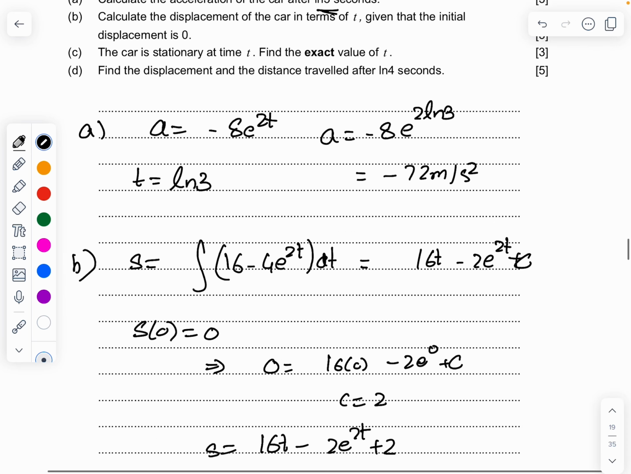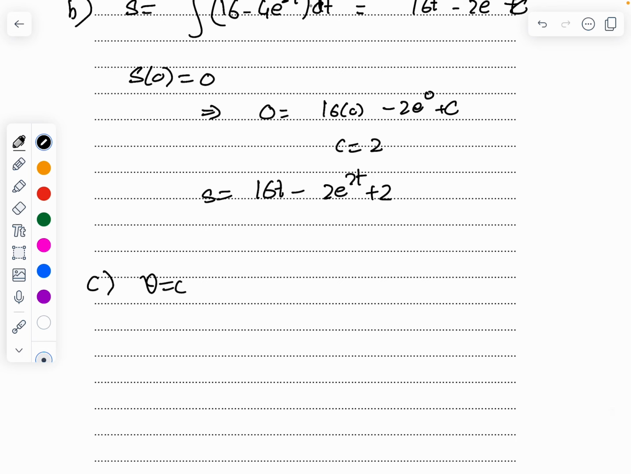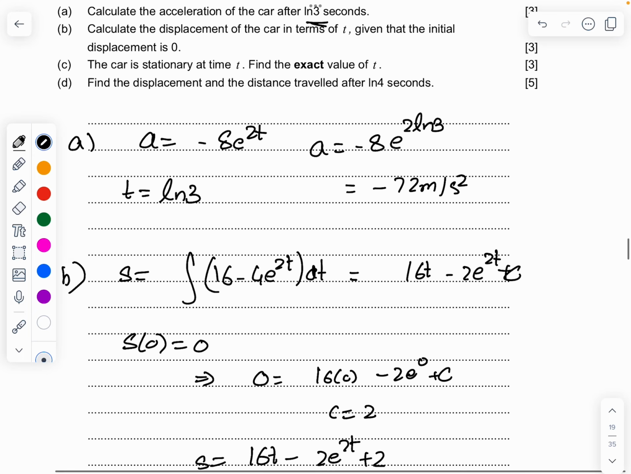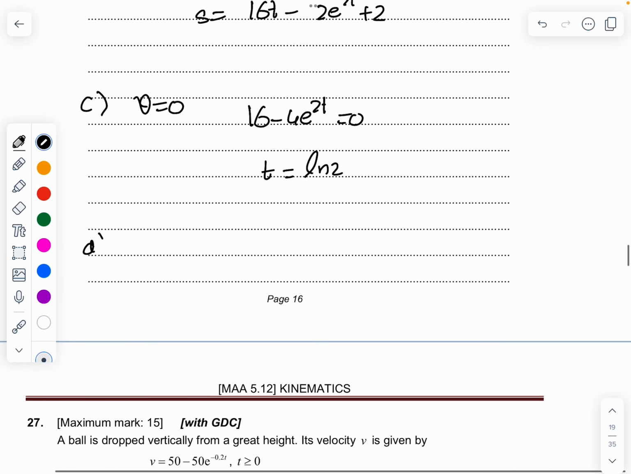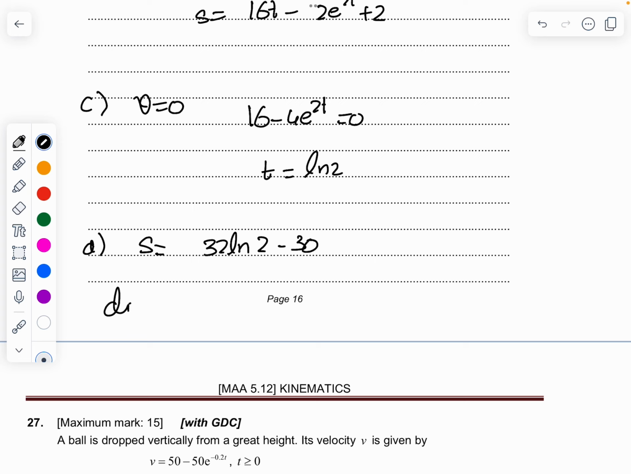The car is stationary at time t. Stationary means velocity equals 0. 16 minus 4e power 2t equals 0. So t equals ln 2. Find the displacement and distance in ln 4 seconds. Displacement is 32 ln 2 minus 30, whereas distance is going to be integral 0 to ln 4 of the absolute value of 16 minus 4 e to the power of 2t dt. Simplify that, you should be getting 18 meters. That's going to be the answer.